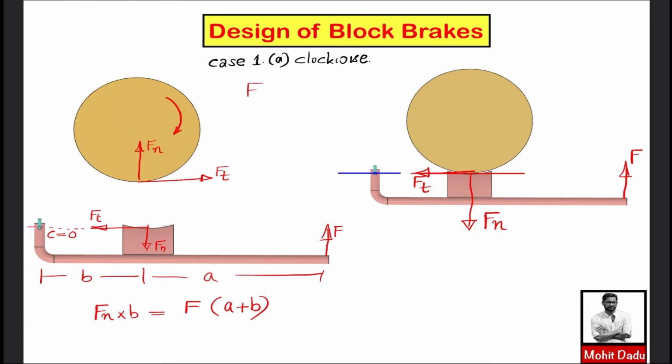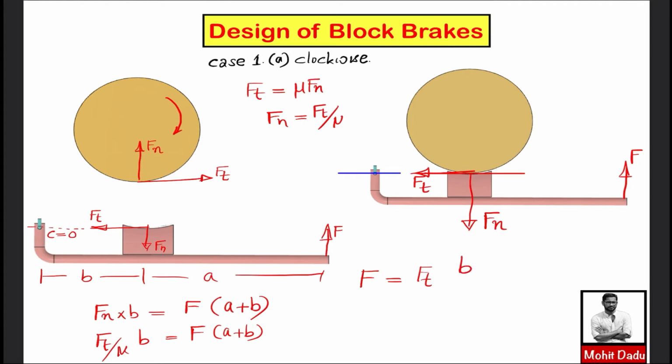So you are having the tangential force Ft equal to mu times Fn, or Fn is equal to Ft divided by mu. So you can represent this Fn as Ft divided by mu into B equal to F into A plus B. So from this one you can write the expression for the external force applied F, which is equal to the tangential force Ft into B divided by mu into A plus B.